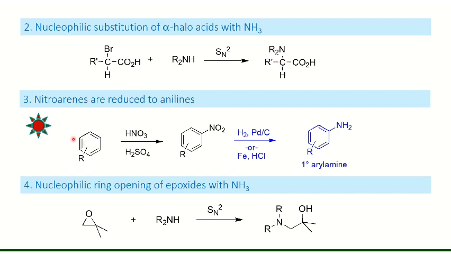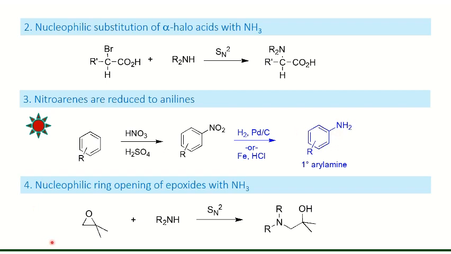In the case of nitroarenes, for example, we did this when we did aromatic chemistry. We use this species here, nitric acid with sulfuric acid. Remind yourself that the sulfuric acid dehydrated this to give you the nitronium, and then you can reduce with zinc and HCl, iron and HCl, or H2 with palladium black. These are good reducing species, and they will give you the aniline.